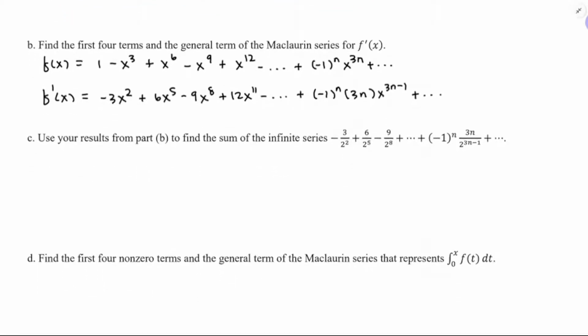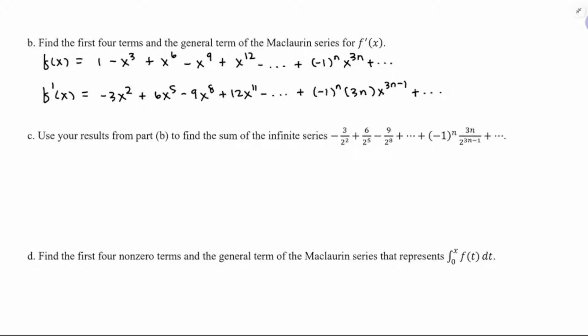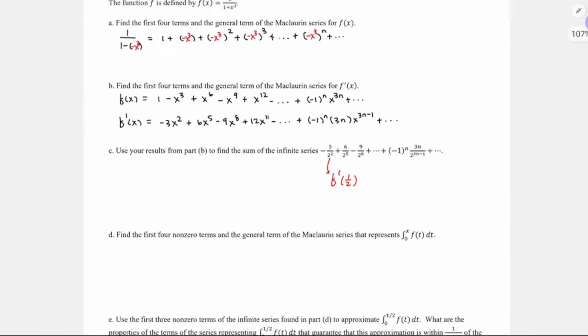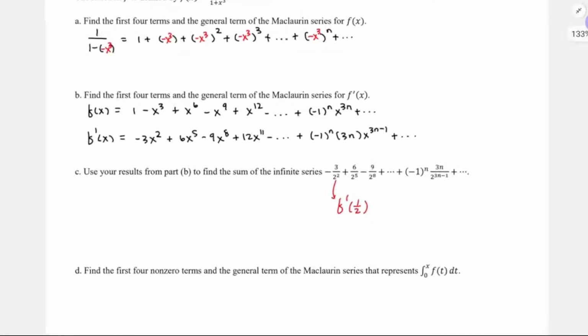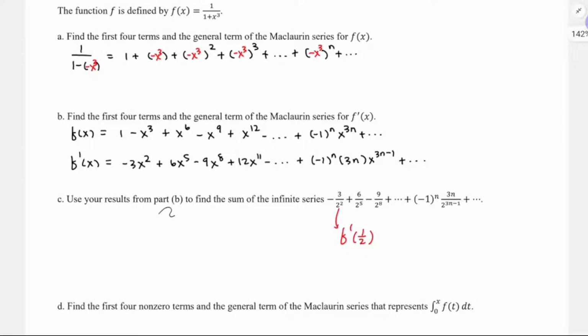Use the results from part B to find the sum of the infinite series negative 3 times, divided by 2 to the 2, 2 to the 5 in the denominator. So what's happening is we've just got a 2 in the denominator, so I think this is x equals 1/2. So this series, to me, is looking like f prime of 1/2. Now, we know f of x, so we should be able to find f prime pretty easily. f of x is 1 over 1 plus x cubed.